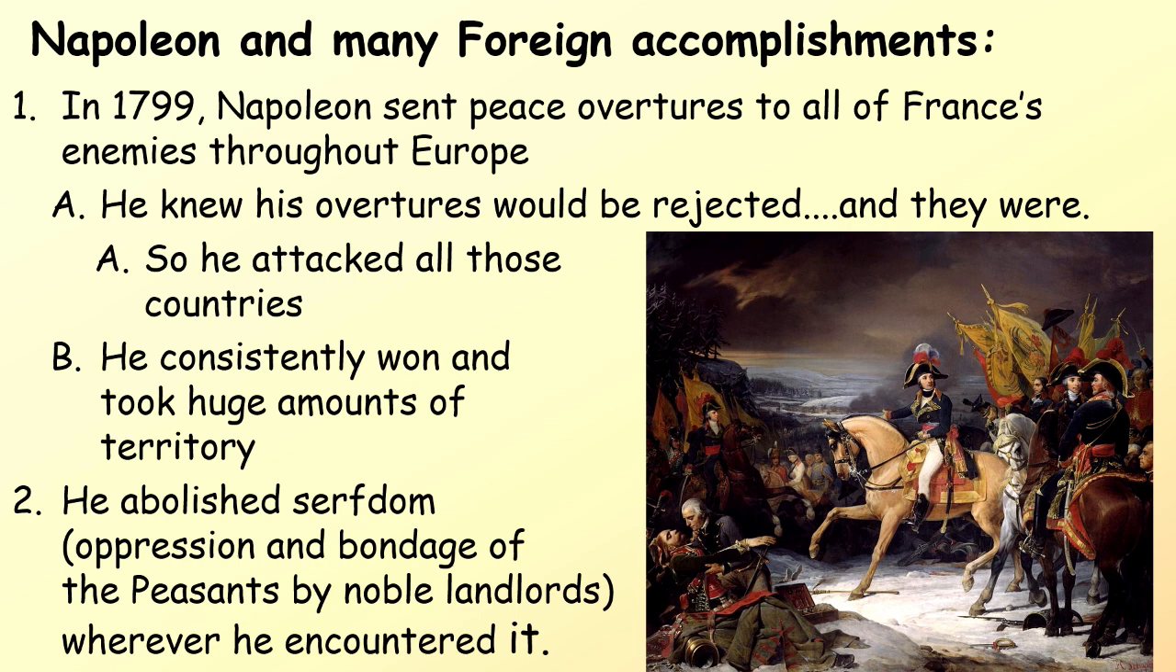Napoleon had many foreign accomplishments as well. In 1799, Napoleon sent out peace overtures to all of France's enemies throughout Europe, and France had made a bunch during the French Revolution. He knew his overtures would be rejected, and they were, so he attacked all those countries, and he consistently won and took large amounts of territory, at least on land. He didn't do so well on water.